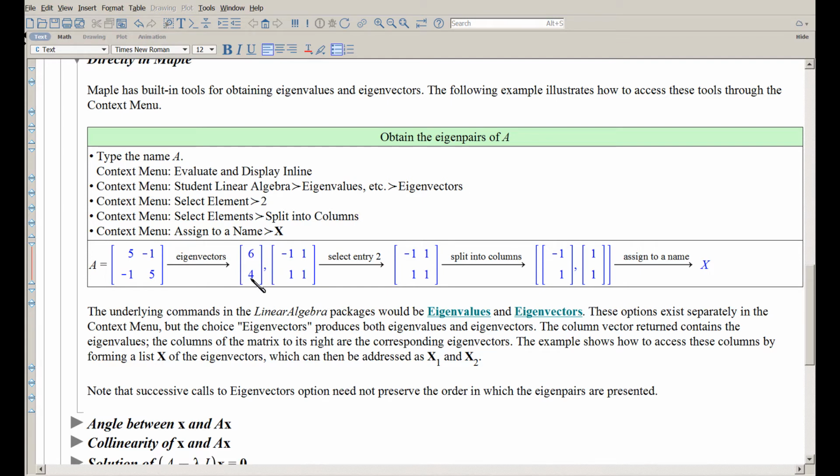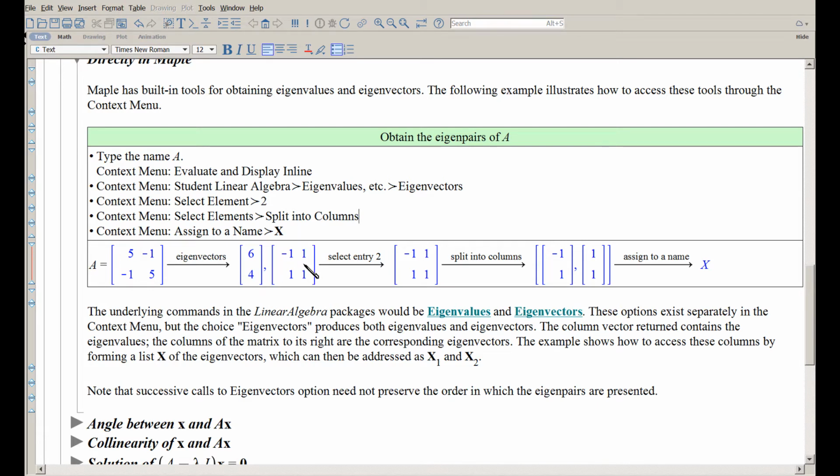This is a vector. The vector contains the two eigenvalues. This is a matrix whose columns are the two eigenvectors. So the first eigenvalue is connected to the first column. The second eigenvalue is connected to the second column.